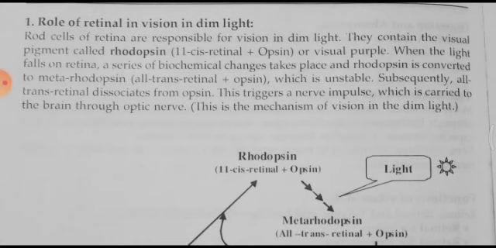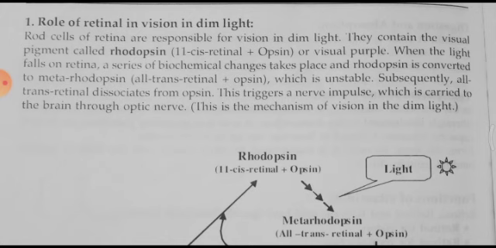The vision involves the retina, which contains rod cells and cone cells. Rod cells of the retina are responsible for vision in dim light, and they contain the visual pigment called rhodopsin, which is a protein made up of two substances. One is 11-cis retinol and another one is opsin. Rhodopsin is also called visual purple.